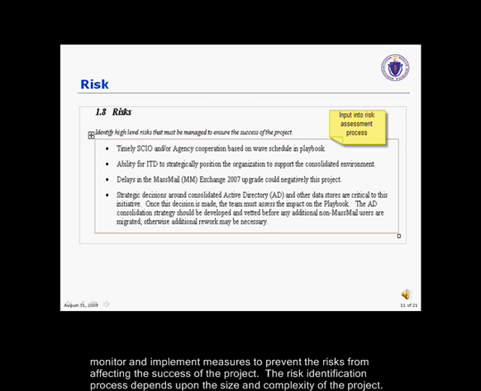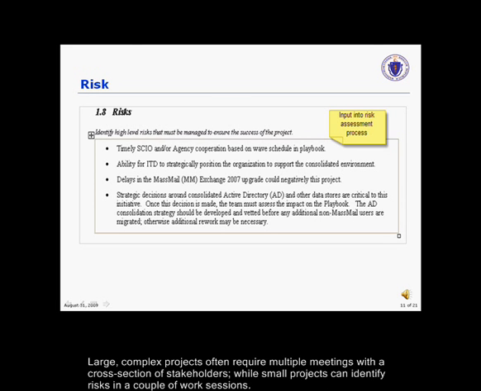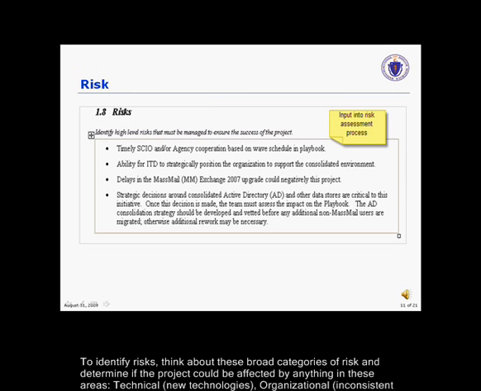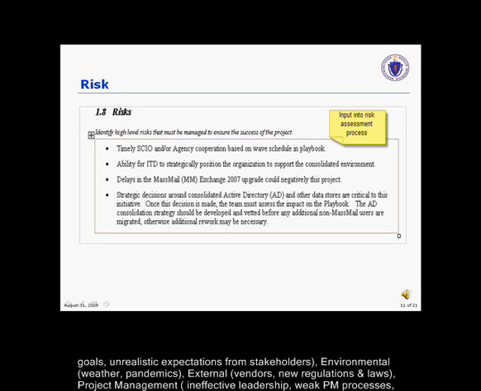Large, complex projects often require multiple meetings with a cross-section of stakeholders, whereas small projects can identify risks in a couple of work sessions. To identify risk, think about these broad categories of risk and determine if the project could be affected by anything in these areas, such as technical, organizational, environmental, external, and project management.